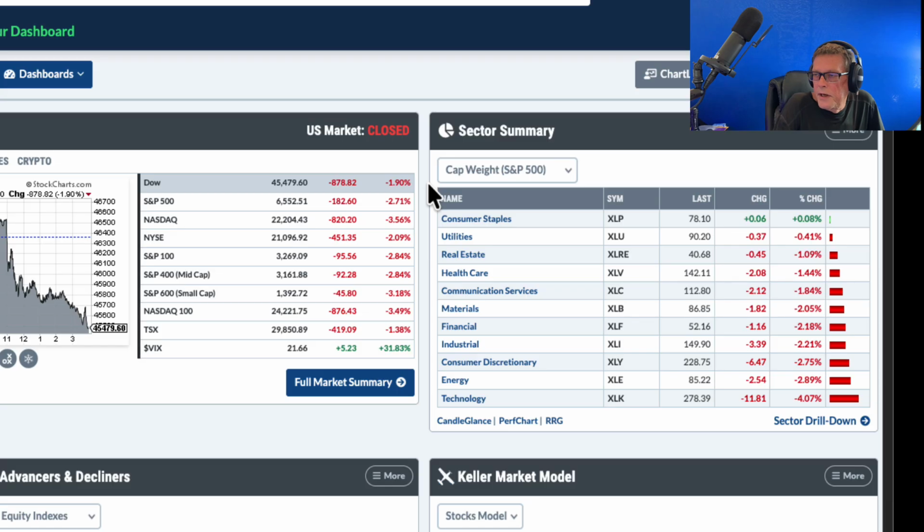When we look at the cap-weighted S&P 500, consumer staples was the only sector that was in the green, and it closed up 0.08%. This is generally considered a very defensive group, so it's really no surprise that that was actually up as people rotate from higher risk assets to lower risk assets. That was followed by utilities and real estate. Both are also considered defensive, although real estate did close down 1.09%. And then technology was at the bottom of the sector list, closing down 4.07% on Friday. Energy just above that, closed down 2.89% on Friday, basically on growth scares when you get these escalating tensions.